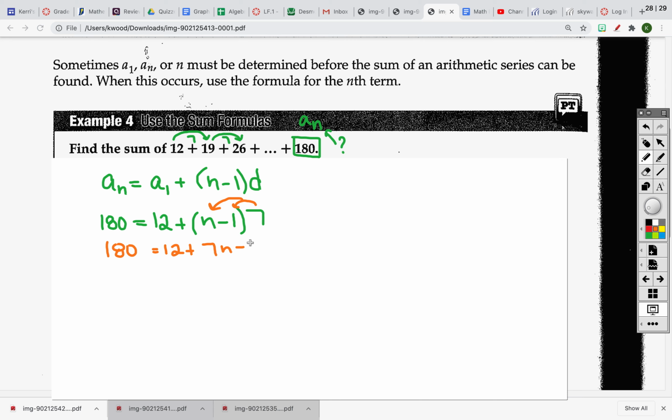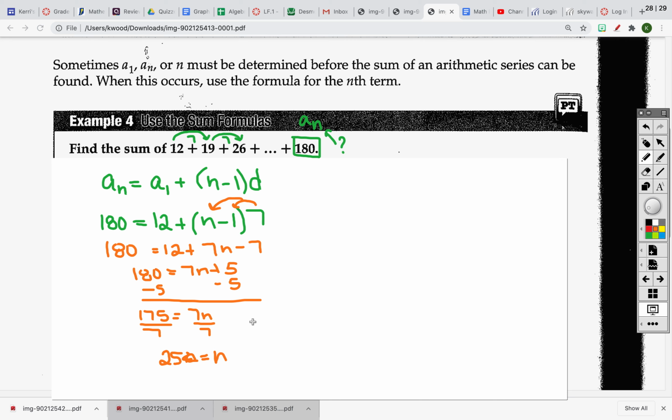That's 7n minus 7. Combine like terms. That's 7n plus 5. And then we have to solve it for n. So we are going to subtract 5 from both sides. 175 is equal to 7n divided by 7, and it is 25. So 180 is the 25th term. So we are going to add 25 numbers together.